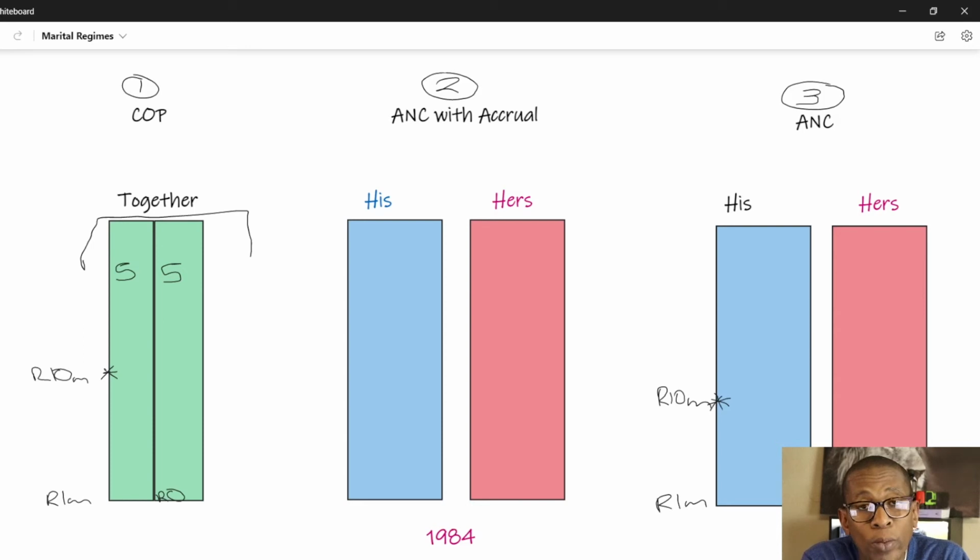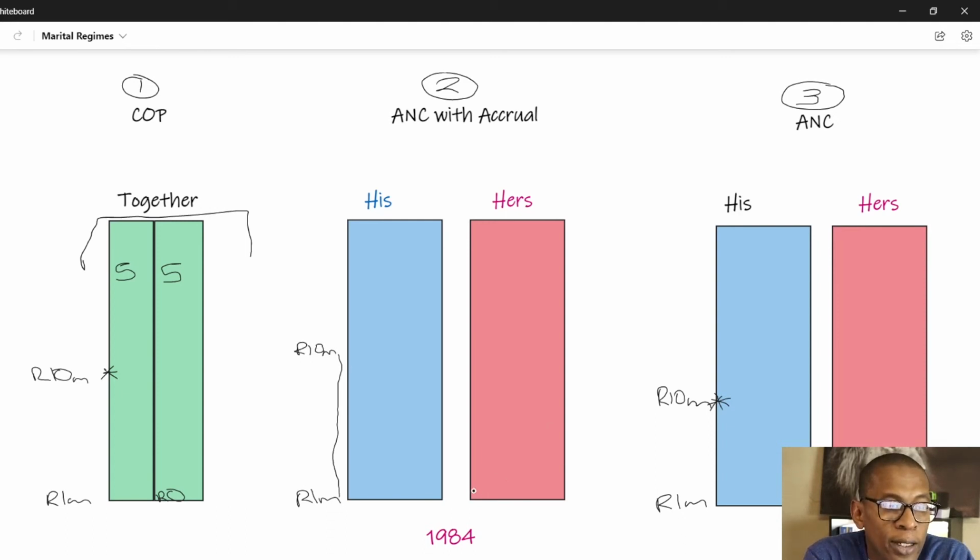So now, if you look at the third marital regime, which was introduced in 1984 by the Matrimonial Property Act, what happens is at the start of the marriage, he starts out with assets worth R1 million. It is those assets that we exclude from the marriage. Again, he goes into business, and the business grows to R9 million, so that at dissolution of the marriage, he is now worth R10 million.